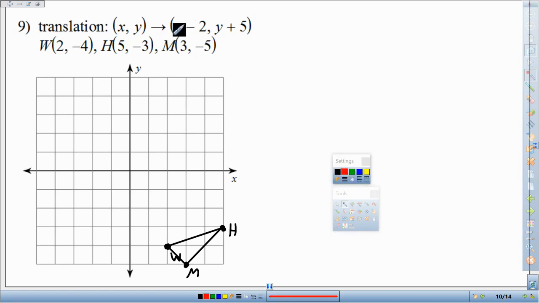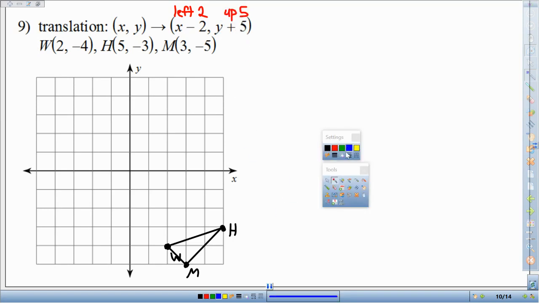It's always good to just kind of write out, remind yourself, okay, if I'm subtracting from the x, that means I'm going in the left direction 2 units. If I'm adding to the y, that means I'm going up 5 units. Okay, so let's go ahead and do that with all 3 of these points.